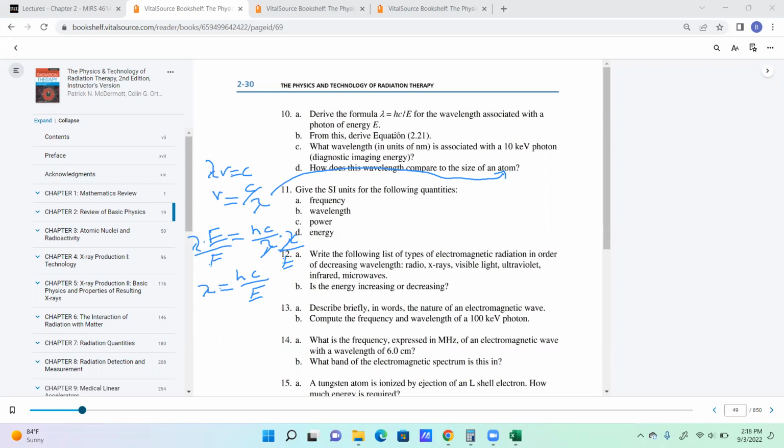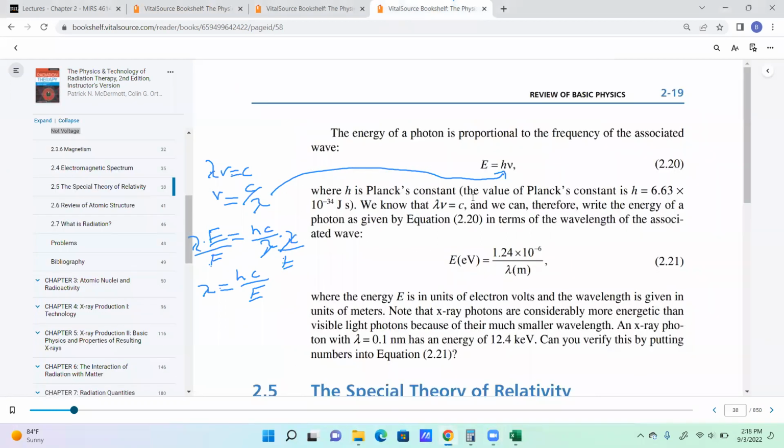So how do we derive equation 2.21 from that? Well, let's look at equation 2.21. You can see here that we just have a constant up here, 1.24 times 10 to the minus 6, divided by the lambda. Well, let's try multiplying these two numbers together, which are given here.